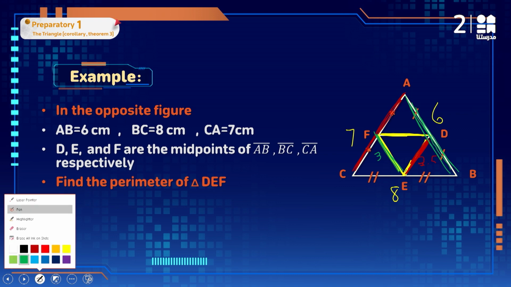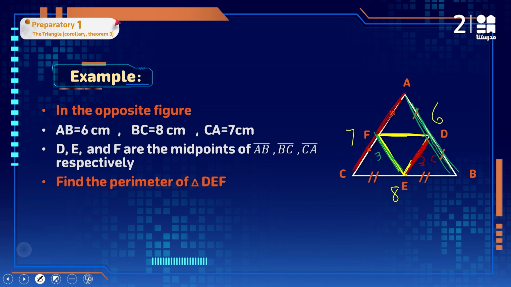Then the last one, let's make it with black. BC is parallel to FD, and BC is given, which is 8, so half of 8 is 4. I have 3 sides: 4, 3, and 3.5. Now let's read the solution.